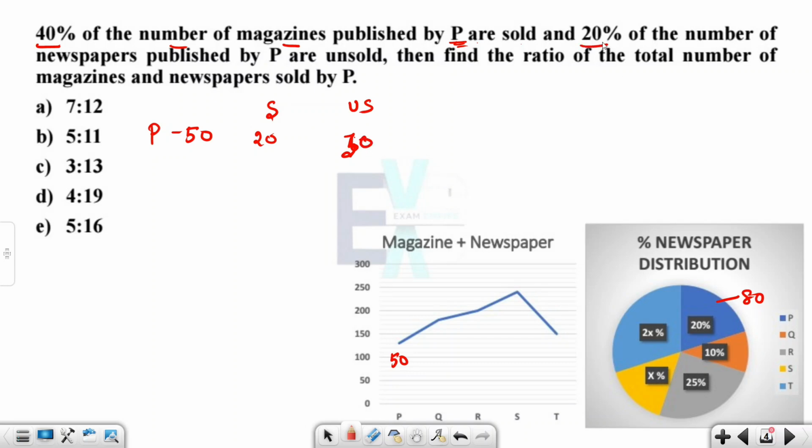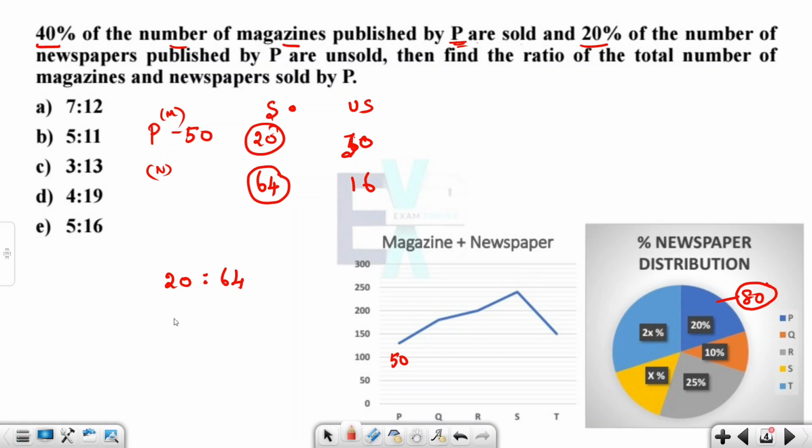And 20 percentage of the number of newspapers published by P are unsold. What is the total number of newspapers? 80. So this was for magazines, and next is for newspapers. Out of 80, 20 percentage of the newspapers are unsold, that is 16. So the remaining 64 are sold. Next one. Then find the ratio of the total number of magazines and newspapers sold by P. So they're asking the ratio of 20 and 64.